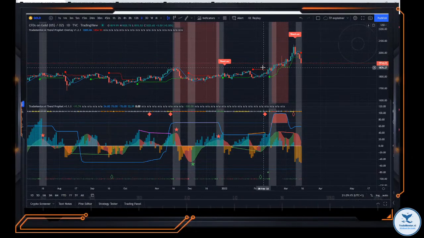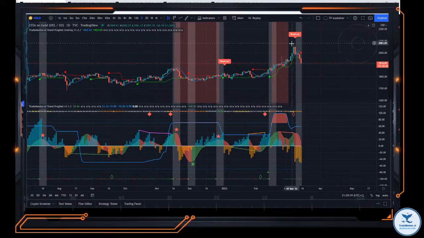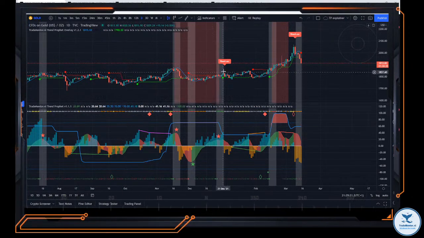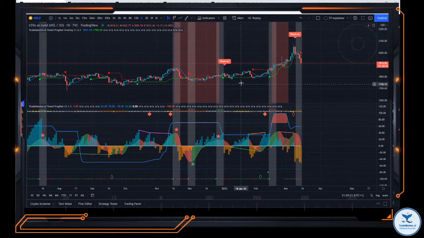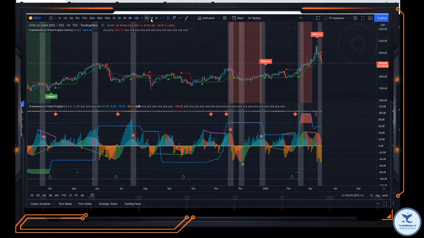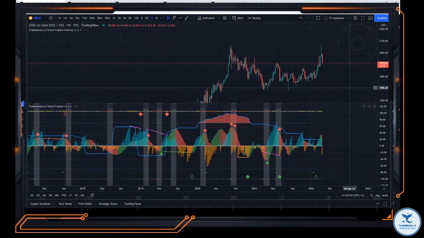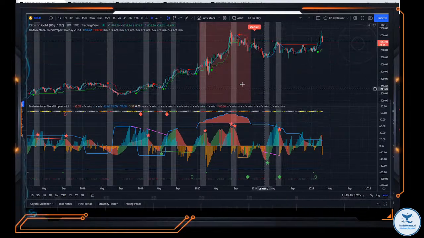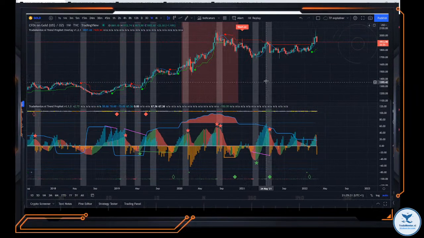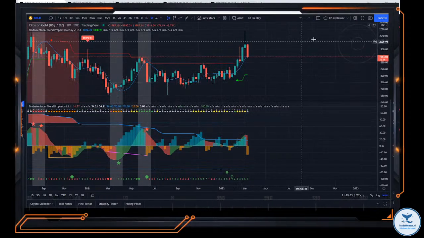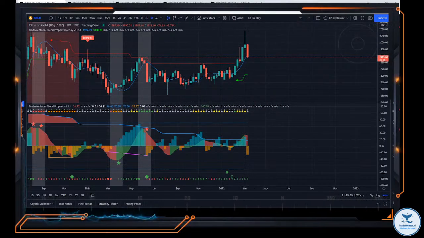Just to show it's not only Bitcoin where it's working, it's also things like gold where it's doing magical things sometimes. But obviously your time frames are a bit longer. Also did a forex chart. I'll quickly try to find it.